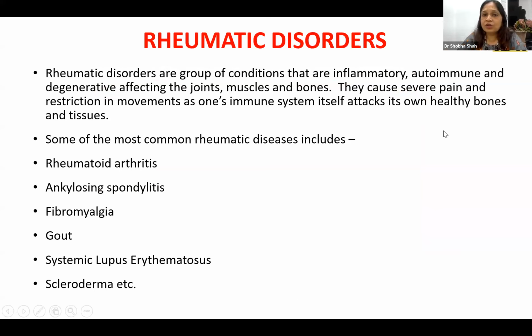So, friends, today's topic is rheumatic disorders. Rheumatic disorders are a group of conditions that are inflammatory, autoimmune, and degenerative, affecting the joints, muscles, and bones. They cause severe pain and restriction in movement, as one's immune system itself is attacking its own healthy bones and tissues, right? Some of the most common rheumatic diseases include rheumatoid arthritis, ankylosing spondylitis, fibromyalgia, gout, SLE, systemic lupus erythematosus, scleroderma, osteoarthritis, and a few others.